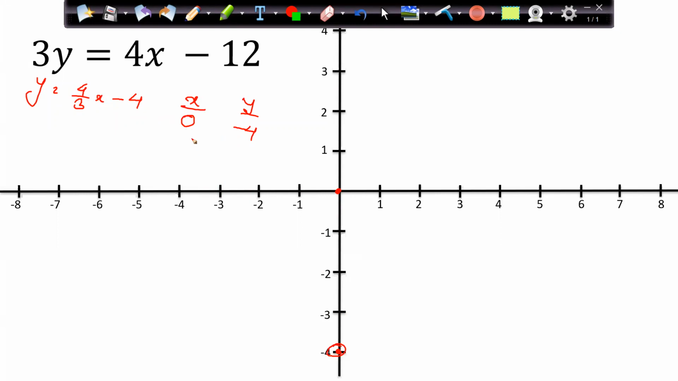Let's say when my x is equal to 1. So when my x is equal to 1, then what is the value of y? So 4 by 3 into 1 minus 4. So 4 by 3 minus 4. That is, let's take the 3 as denominator. 4 minus 12. That is nothing but minus 8 by 3, something like that. If I divide it, it comes out to be around 2 point something, minus 2 point something.